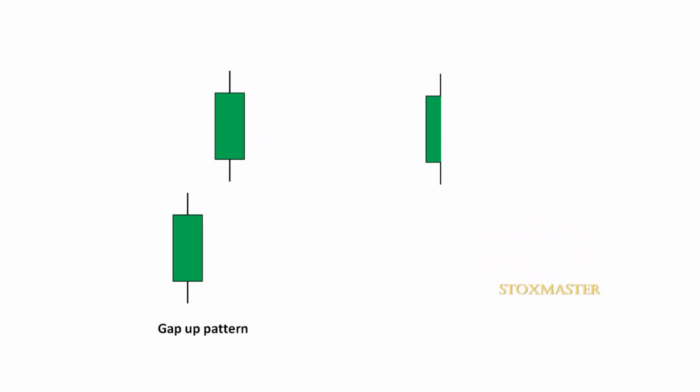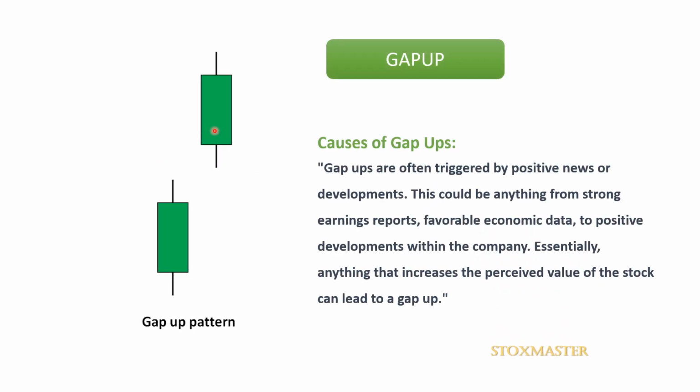See here, this is a gap up. As already explained, the opening of the second day candle is above the close of the first day candle, and that is a gap up. So what are the causes of gap ups? Simply positive results, positive news or new developments, strong earnings reports, favorable economic data, and positive developments in the company. Merging all these things will give a huge gap up.